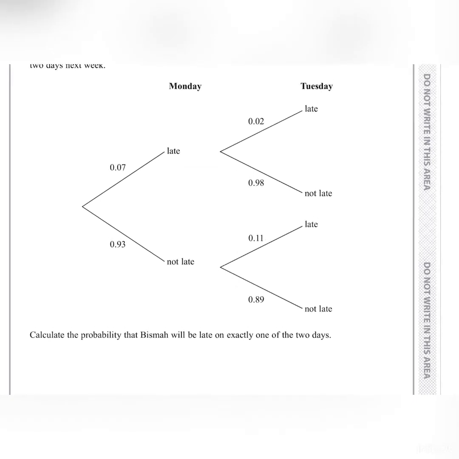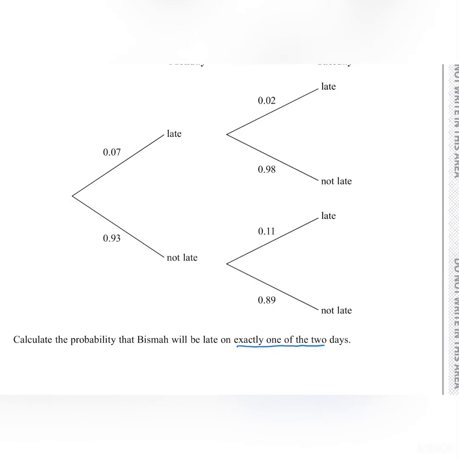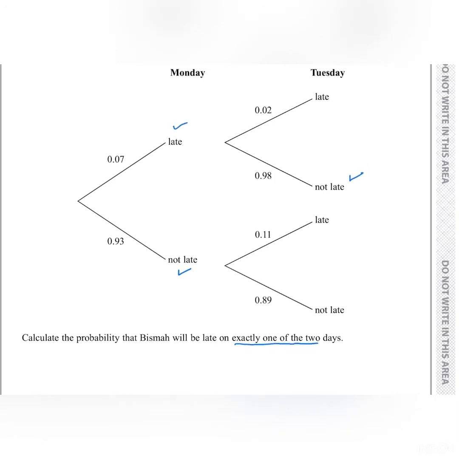It says calculate the probability that Bisma will be late on exactly one of the 2 days. Okay, so that means one of the 2 days, she could be late on one day and not late on the next day, or she could be not late on Monday and then late on Tuesday. So we're interested in this part of the tree diagram and also this one here.